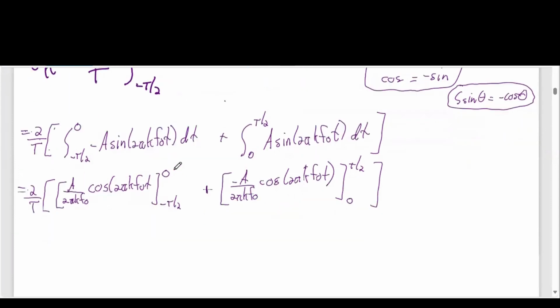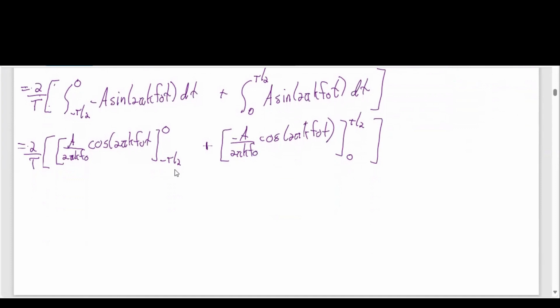Okay, so in summary, now we have to do the integration piece. So it'll be 2 on t. As always, you have to plug in 0 and minus t on 2 into this function here. So the top is b minus a, so f of b minus f of a. So f of b, if I plug in t as 0, this whole thing will go to 0. So cos of 0 is 1, right? So we just end up with this piece here.